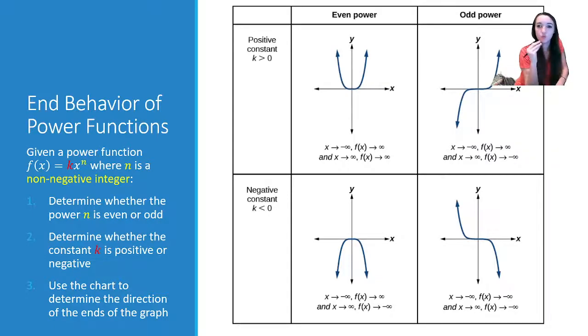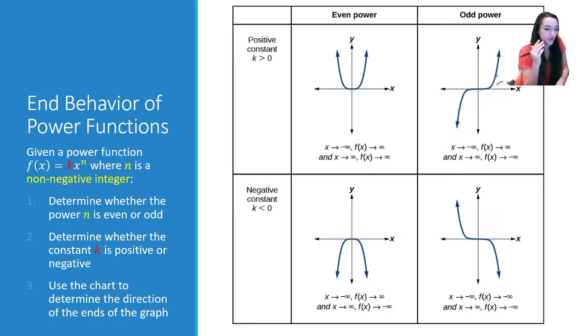End behavior means what is going on, what direction our arrows are facing. First, we're going to determine whether the power n, which we are now calling n because n is a letter we use for integers, is even or odd. Then we will determine whether k is positive or negative. So those are the two things we need to think about. Is k positive or negative? Is n even or odd? And then we can use this chart to figure out what our end behavior is. It's as simple as that.